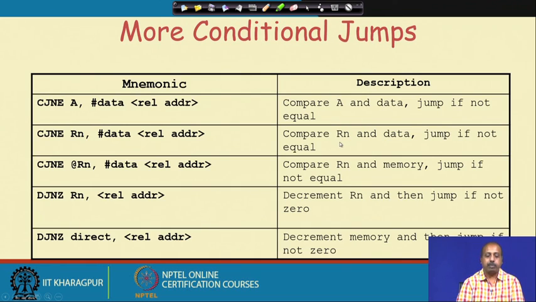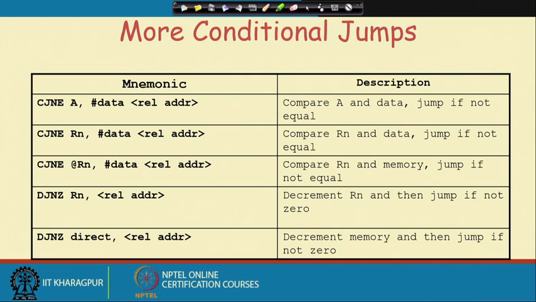More conditional jump instructions, we can have CJNE A, data, relative address. So, that we have seen. Then CJNE Rn. So, we can compare this register with some data and then jump to relative address. Then we have got CJNE memory address like R0 and R1, they can be specified @Rn, data, relative address. Then DJNZ, decrement Rn and jump on not 0. So, this is again another complex instruction, DJNZ, decrement and jump on not 0.